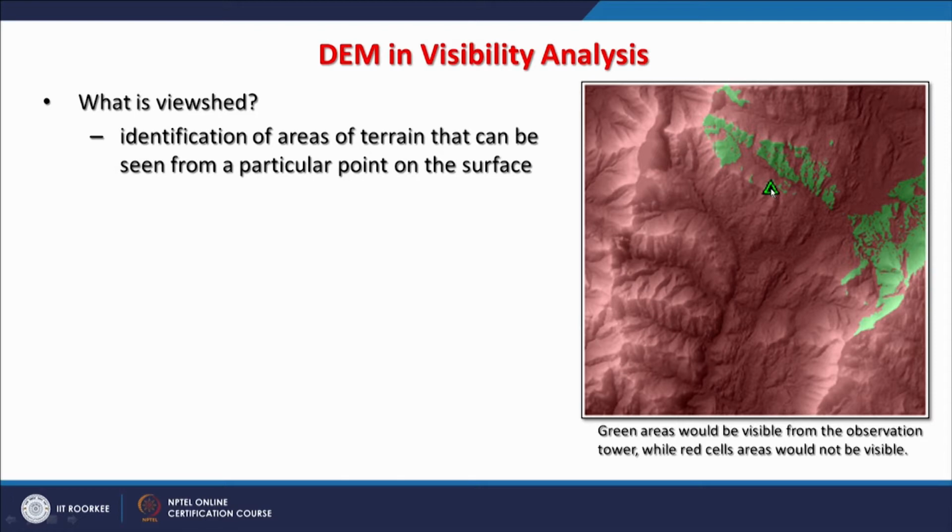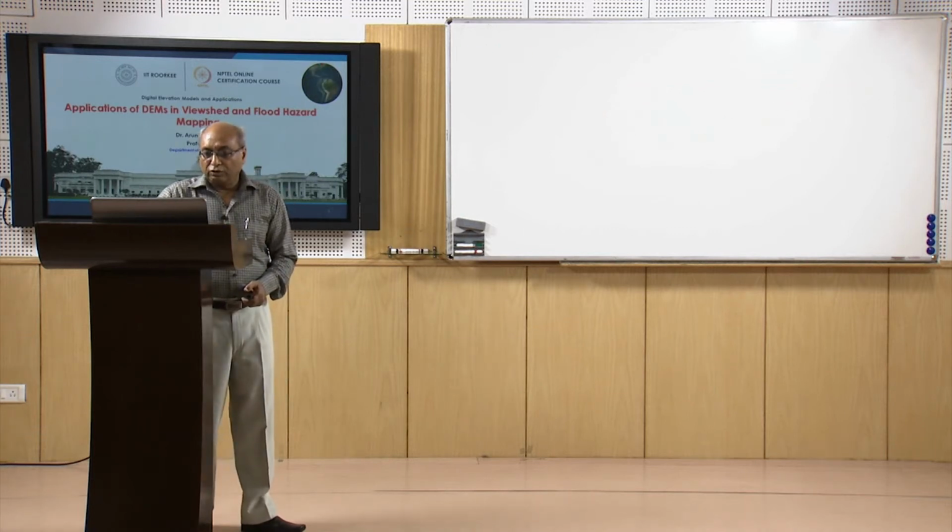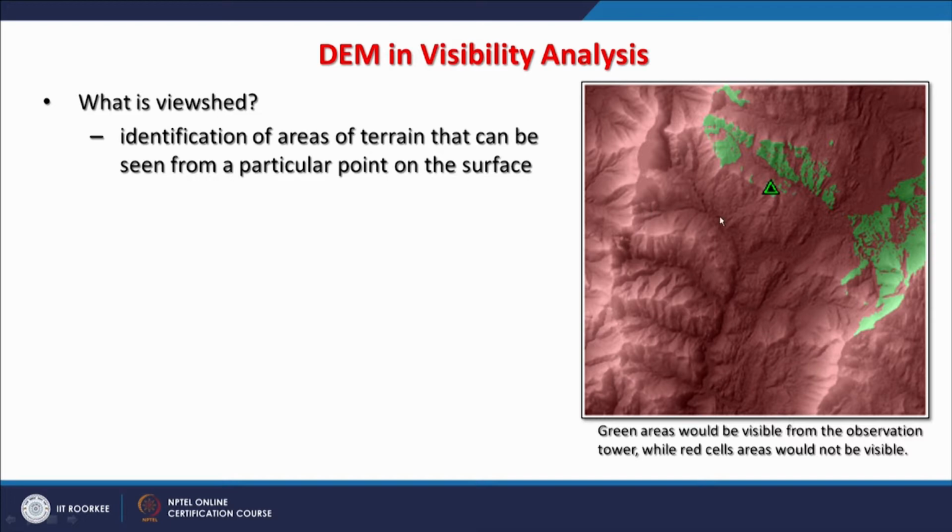Because if you look very carefully, you would find that this point is located on a slope which is roughly north facing, and therefore southern facing slopes and all those sides will not be visible at all. So this is the identification of areas of terrain that can be seen from a particular point on the surface, and this is what the example shows.